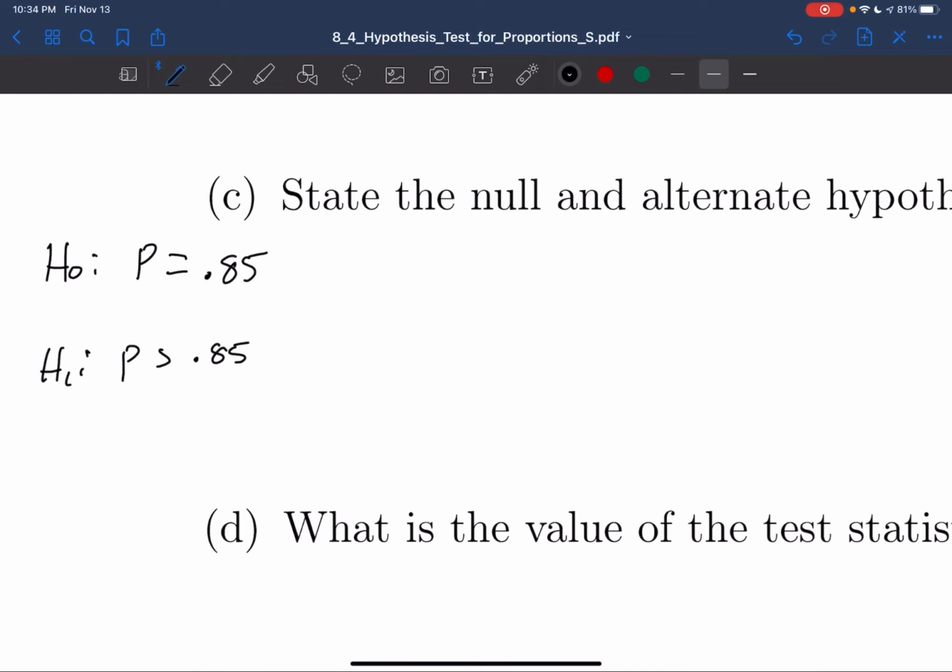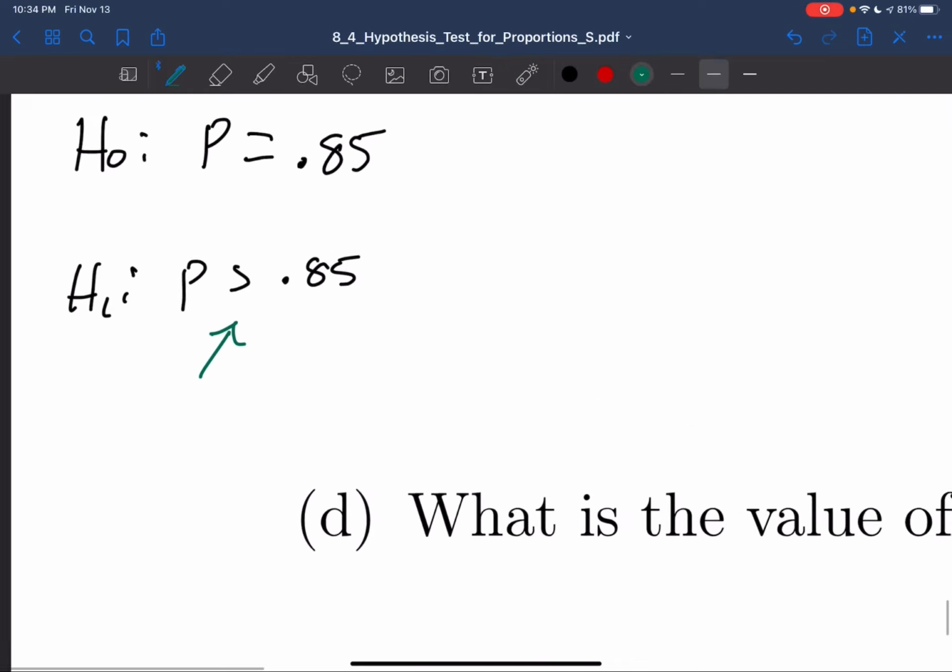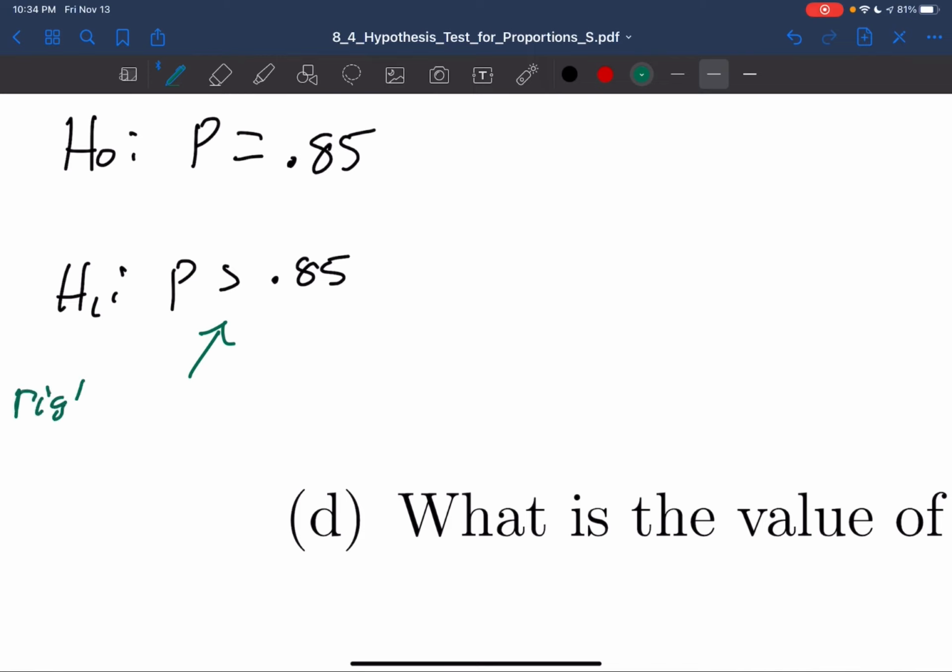And we already stated the null and alternative hypothesis, but remember, here, are we working with a left tail, right tail, or two tail test? Since our alternative hypothesis is greater than, this gives you an idea that we're working with a right tail test.